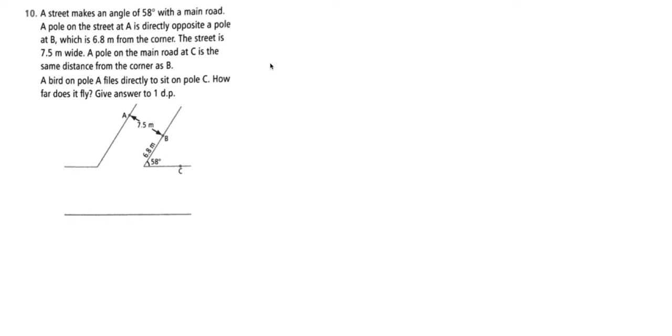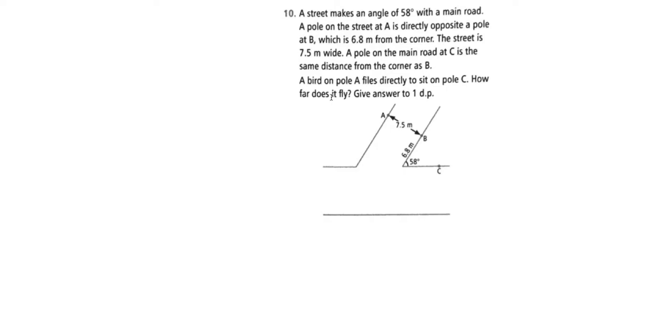Okay, this is from the workbook on page 95, question 10. A streetlight makes an angle of 58 degrees with the main road. So this is probably the street. This is the street, right? So it forms an angle over here, so that's highlighted over there, 58 degrees. And then a pole on the street at A, this point, is directly opposite of pole B over there.